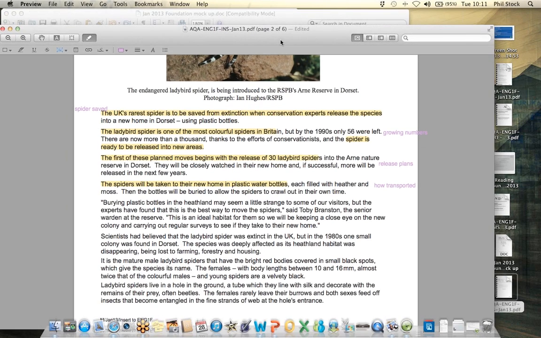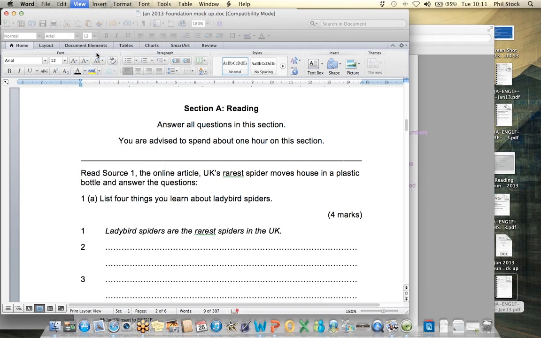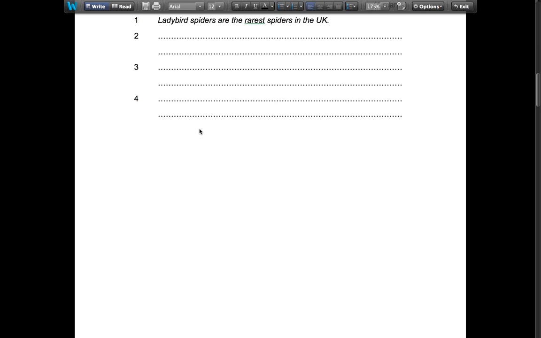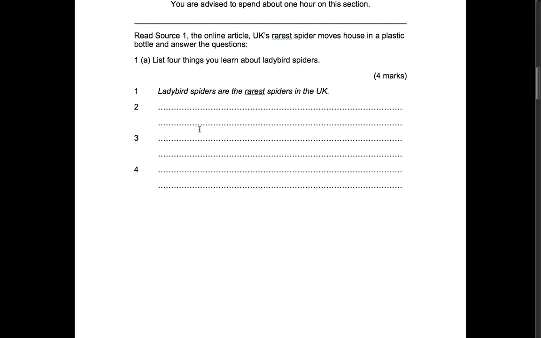And then we need to return to the actual question. And the question says, for question 1A, list 4 things that you learn about ladybird spiders. And I've got one already, that the ladybird spiders are the rarest in the UK. And that was in the first paragraph. And all you really need to do here is just put something pretty much in your own words, ideally in a sentence, and to write out 4 points. So other things that we've learned, I think, are that the ladybird is one of the most colourful. And we can have a quick jot that one down.